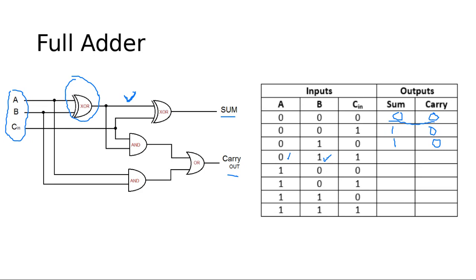It means 1 plus 1. It means 0 and carry 1. Also this one, 1, 0. Also this one, 1 and 1, 0, and carry is 1. Also this one is 0, and carry is 1. This one is sum is 1, carry is 1. This is the full adder, and it is very, very important.